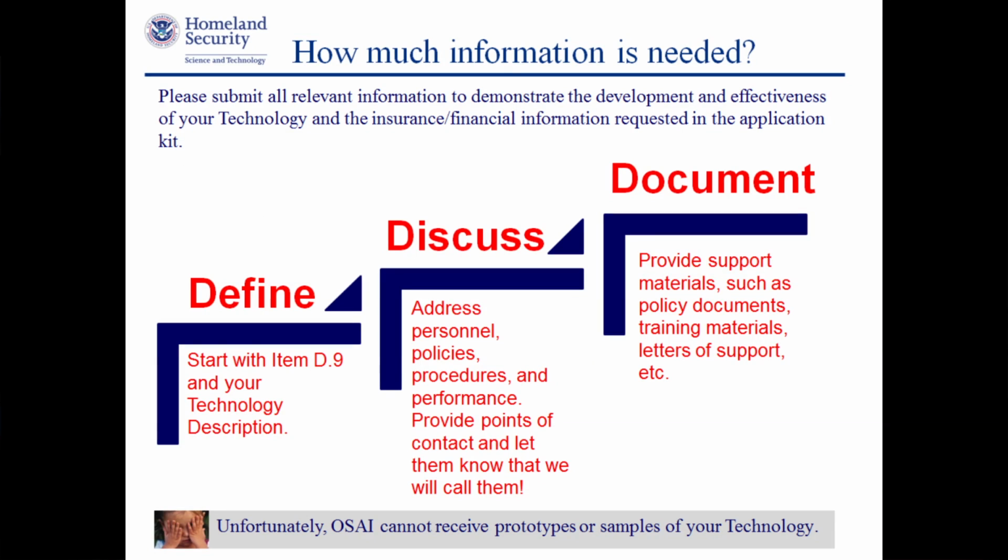Okay, so how much information do you need to submit? All right, so the information needed to support your application varies by application type. For example, we would expect additional information in designation and certification applications versus designation-only applications because of the additional questions. However, we can give you some thumbnail guidance called the Define, Discuss, Document approach.